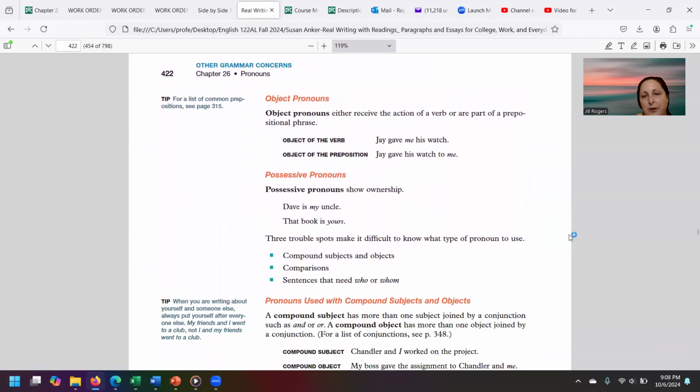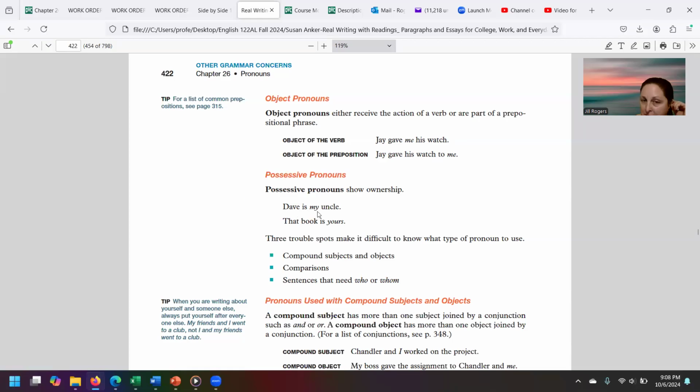So let's talk about object pronouns. Again, it's the thing that's acted upon. Like, "Jay gave it to me," right? "Jay gave his watch to me." They either receive the action of the verb or are part of the prepositional phrase, remember. So that's part of the prepositional phrase, "to me." Okay, "Jay gave me his watch."